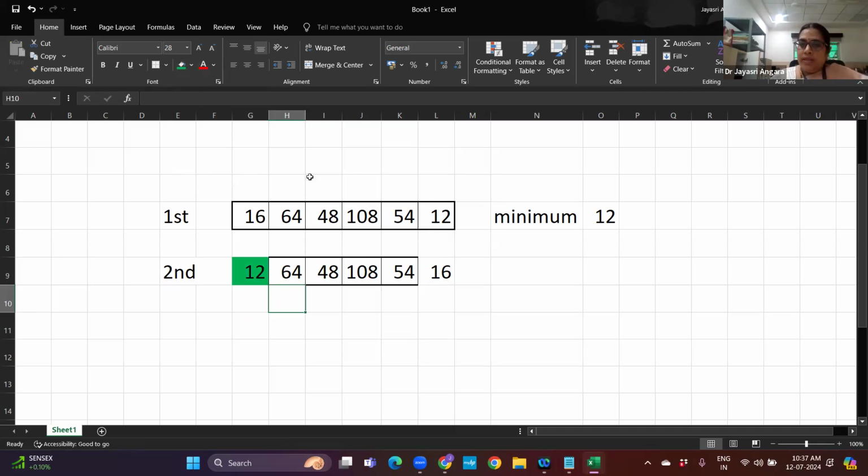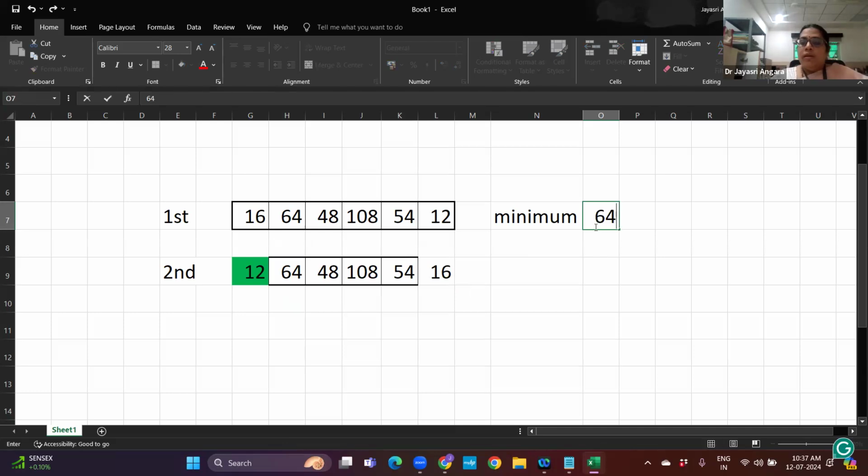Here in selection sort also, we are maintaining the sorted array separately and the unsorted array separately, as we did in insertion sort, but the process is a little different. So now from 64 onwards, the unsorted array is starting. So 64 is considered as the minimum element now.